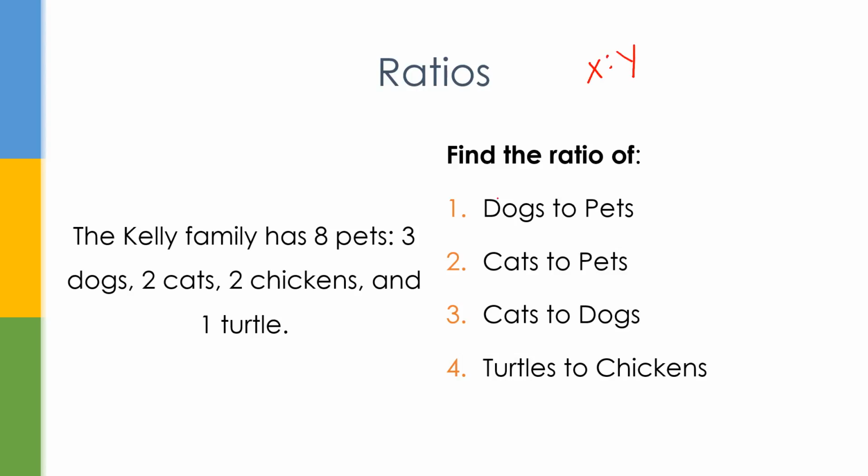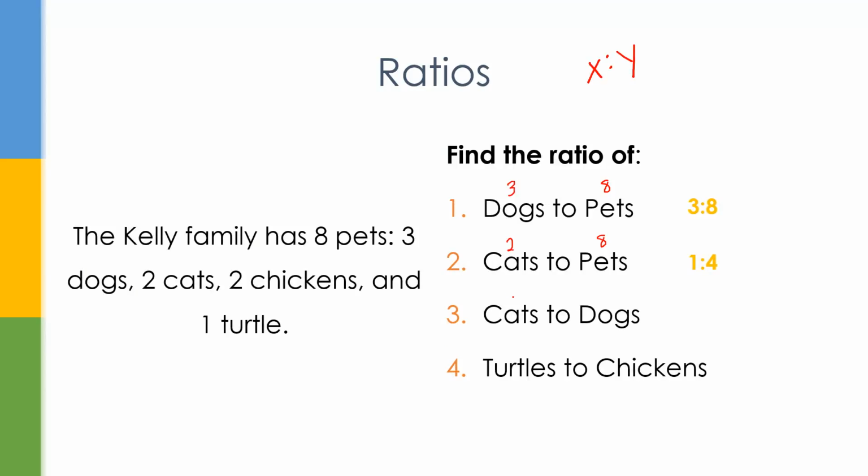So in the first case, we look at dogs, and there are 3 dogs and the number of pets. So we've got 3 dogs and we've got 8 pets. So then when we write that, that just simply becomes 3 to 8. Now for cats to pets, we've got 2 cats and 8 pets, which is 2 to 8, but then that reduces to 1 to 4.